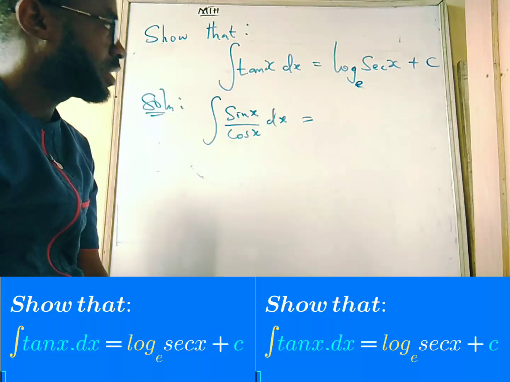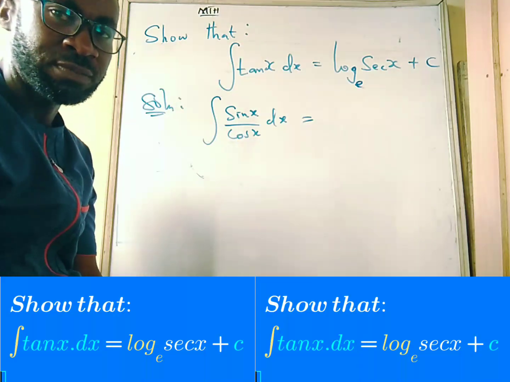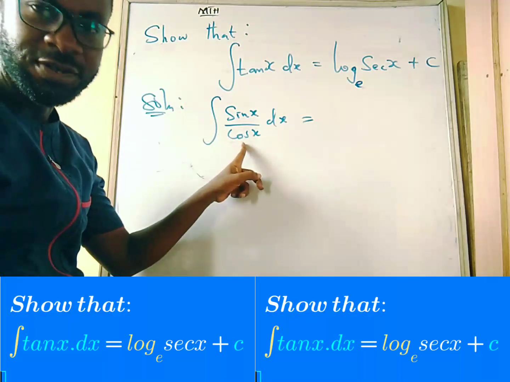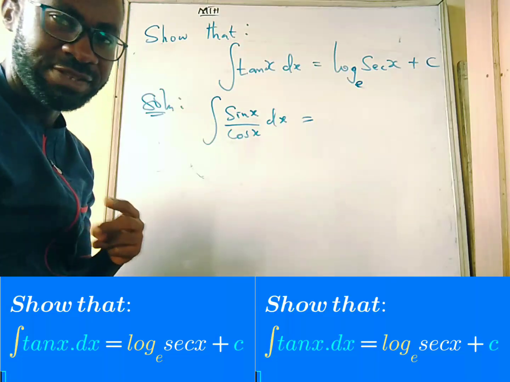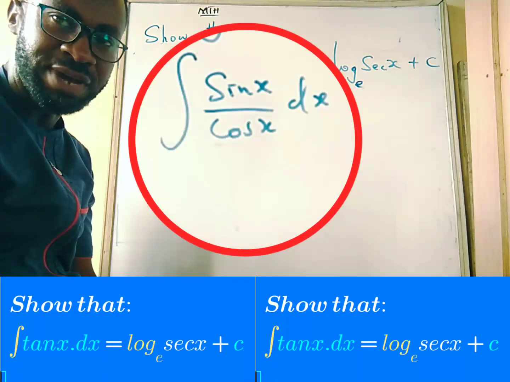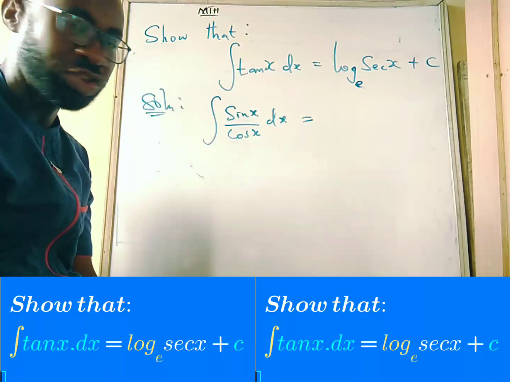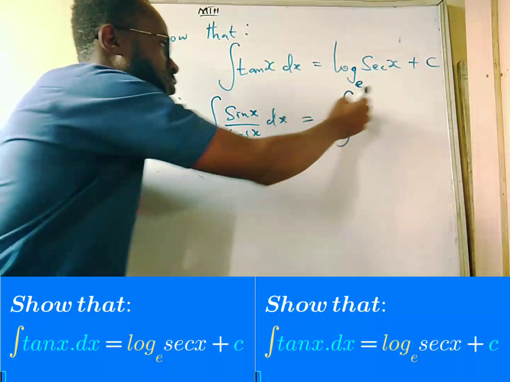After that, I'm going to apply my rule of integration. Remember that if I differentiate cos x, I'm going to get minus sin x. But what I have on top here is sin x and not minus sin x. So in order to apply that rule of integration, I'm going to introduce a minus sign to the top.